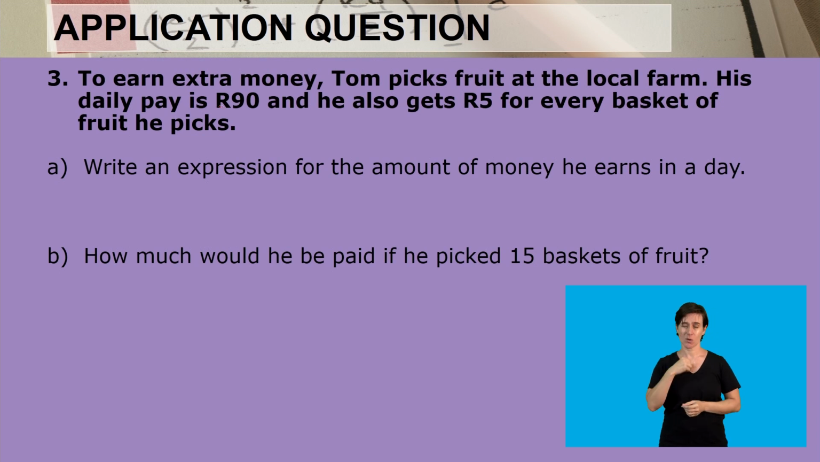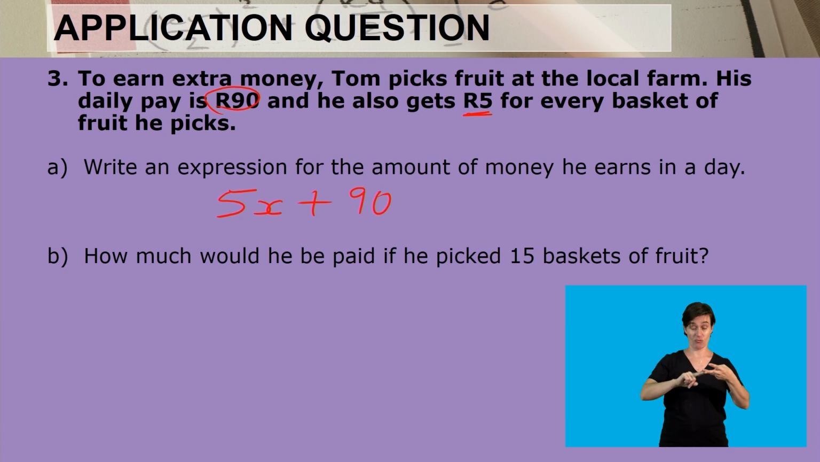Again, we look at 90 as the daily pay, so it does not change. However, every time he picks a basket, he gets 5 rand per basket. So that is the part that varies. Again, we will write the part that varies first, and we say 5 for 5 rand, and X for the part that varies, which is per basket that he is going to pick. And then we add 90, which is the part that does not change. So our expression is 5x plus 90.